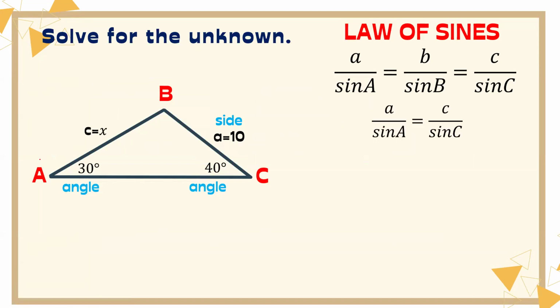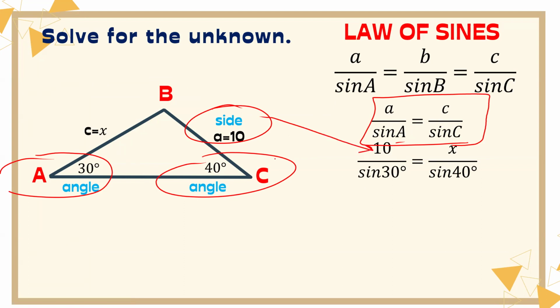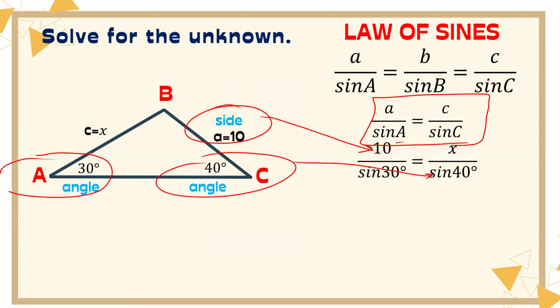Because we're given angle A, angle C, and side a, we will use this particular equation: a over sine A equals c over sine C, right? Then we substitute the given. So a is 10, angle C is 40, and angle A is 30. You have to substitute the given into the correct position in the equation. Now you have already substituted the given information.